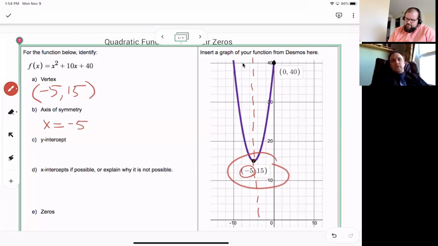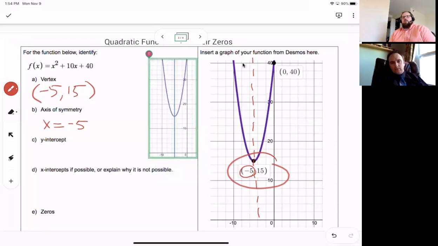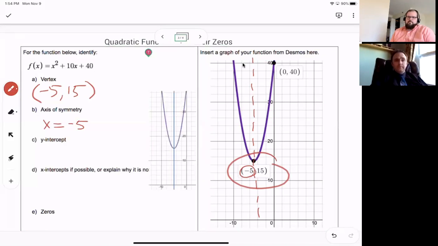And if you're not sure that you got that right, you can put it in Desmos and see if it matches. Yeah. So the blue line going straight up and down there is the x equals -5 Mr. Carlson just talked about. So you can use Desmos as a tool to help you.